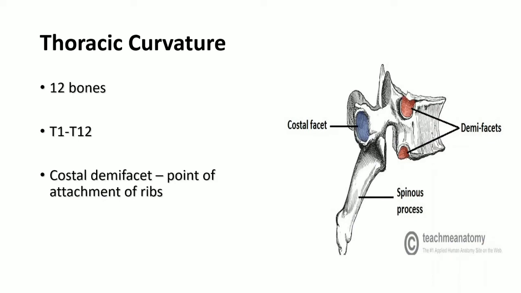After the cervical, there comes the thoracic region. There are 12 bones in the thoracic region. They are labeled the same as the cervical region, starting from T1 to T12. These thoracic vertebrae contain demifacets, as shown in the figure. Our ribs are going to get joined at these demifacets.